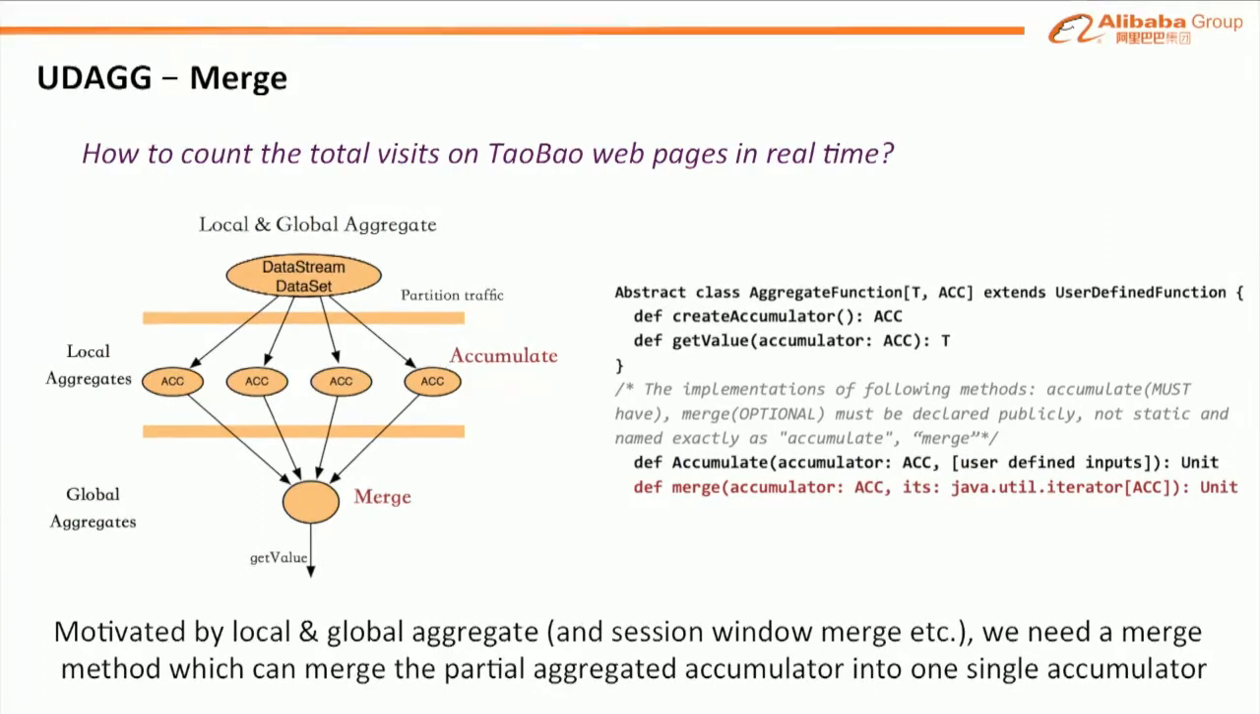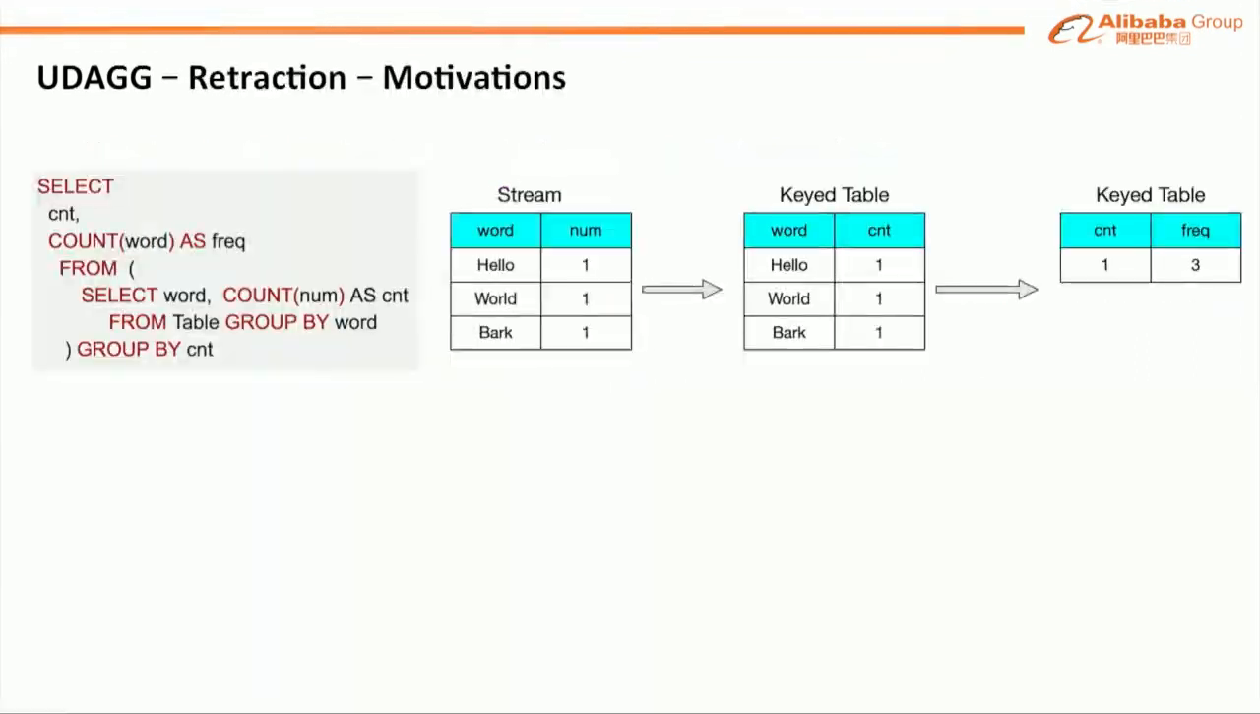So this means we need a merge method. The user just needs to implement merge to merge different accumulators together. Previously, we only had accumulate. Merge is also very helpful in the session window. If you're familiar with the session window, at the beginning two windows may be separated, but when something comes in between, the two windows can be merged together. So merge is very helpful in streaming session window cases, and motivated by this, we introduced the merge method.